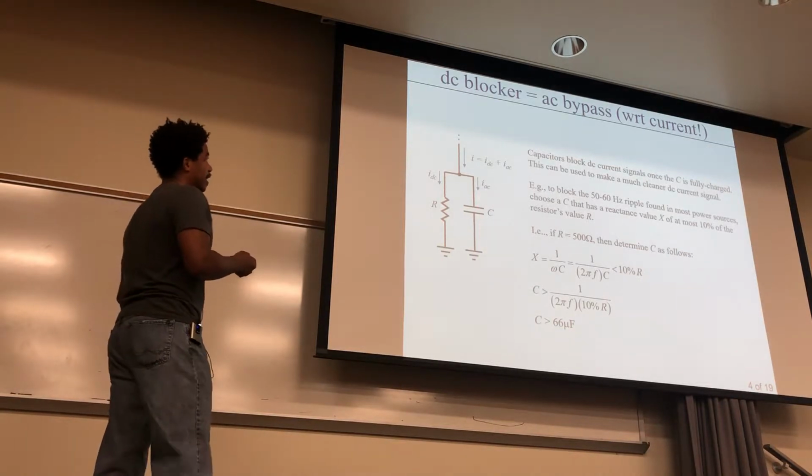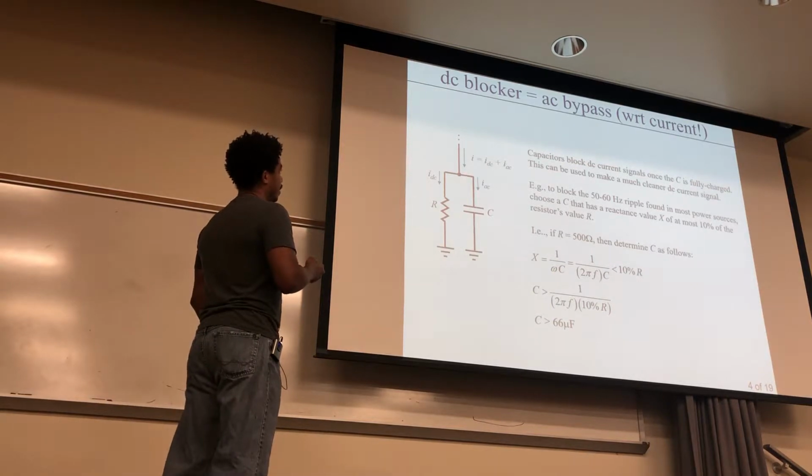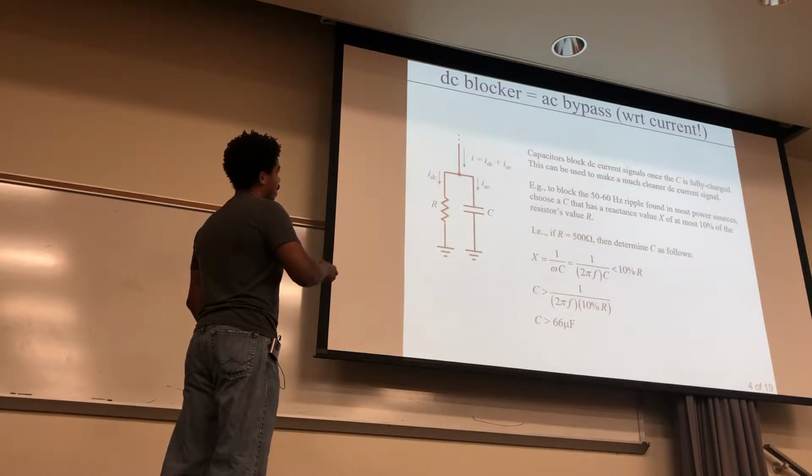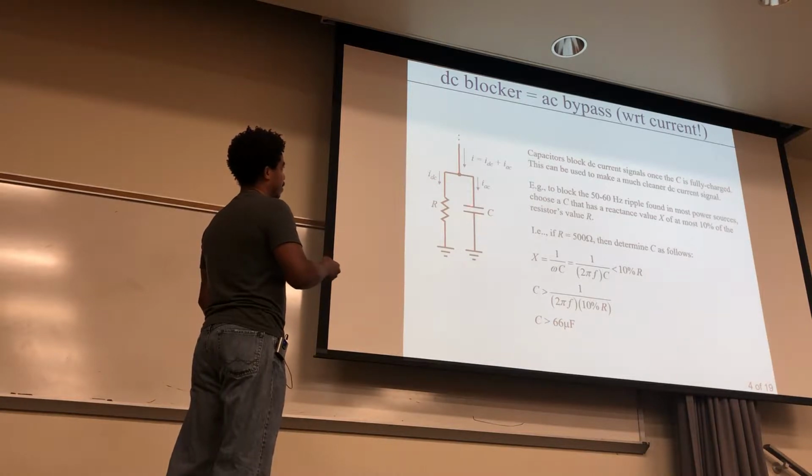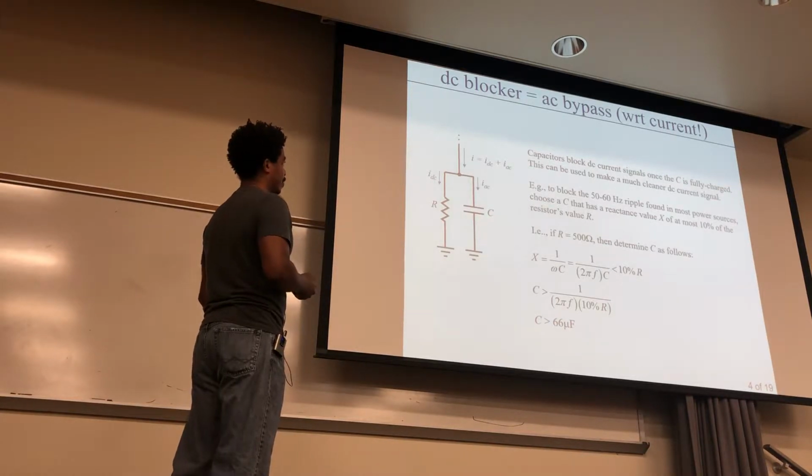So in terms of AC, it's a whole lot easier. This path right here is the path of least resistance for the AC, if you want to think about it that way. It's sort of the opposite between AC and DC, between the resistors and capacitors. Okay.